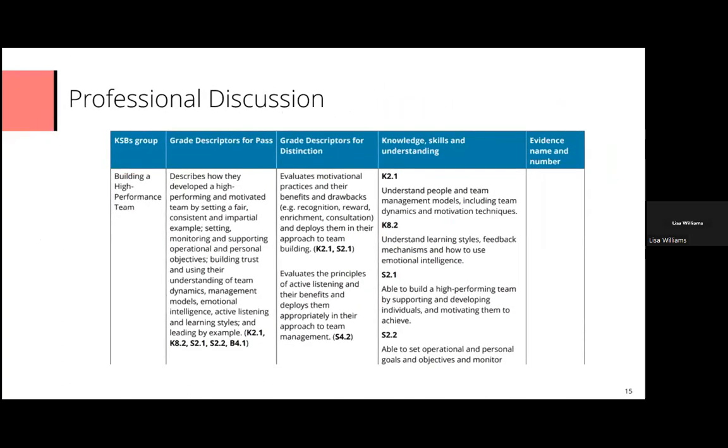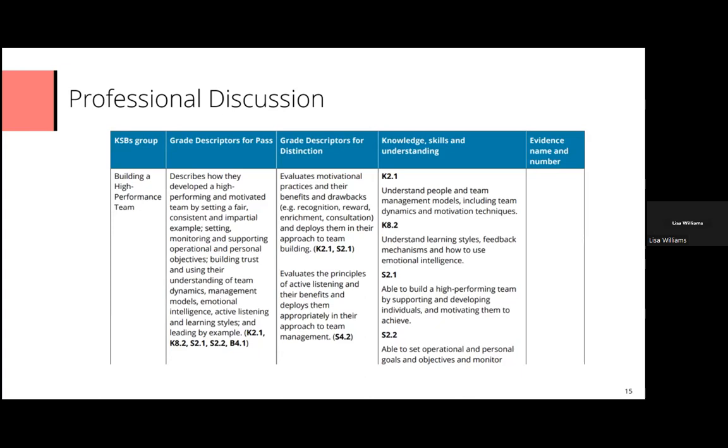So on my screen here, there is an image of the portfolio mapping document, which also gives the breakdown of the grade descriptors for pass and distinction, and again, the knowledge, skills and behaviour groups that this relates to. So this can be found as a separate document and also within the EPA. And as you can see from my screen, this one relates to building a high-performing team. You are required to reference your evidence, and this needs to be submitted with the portfolio and declaration at the time of Gateway submission.